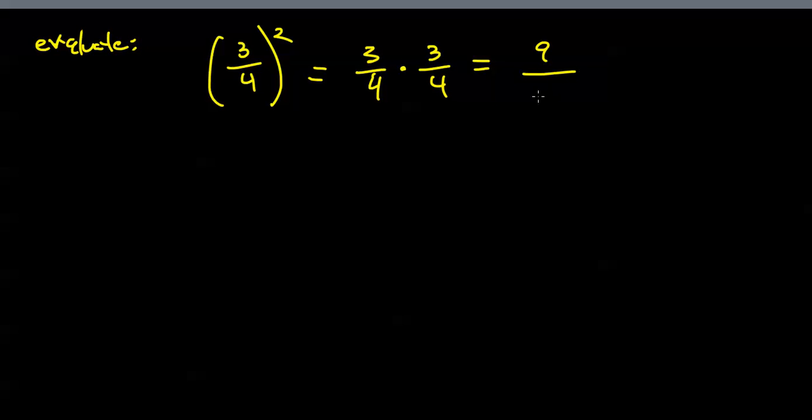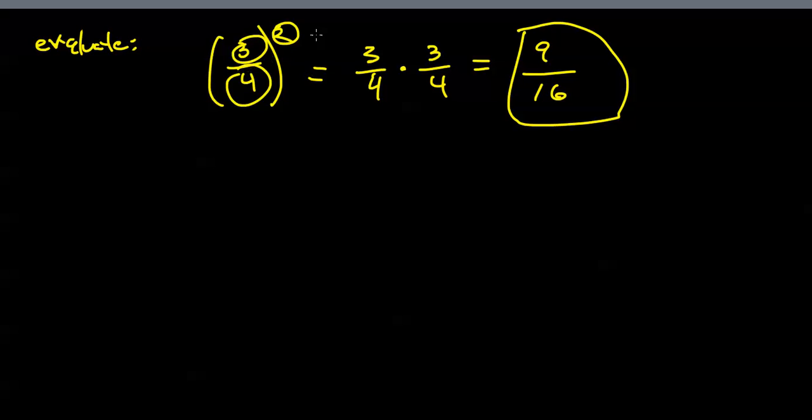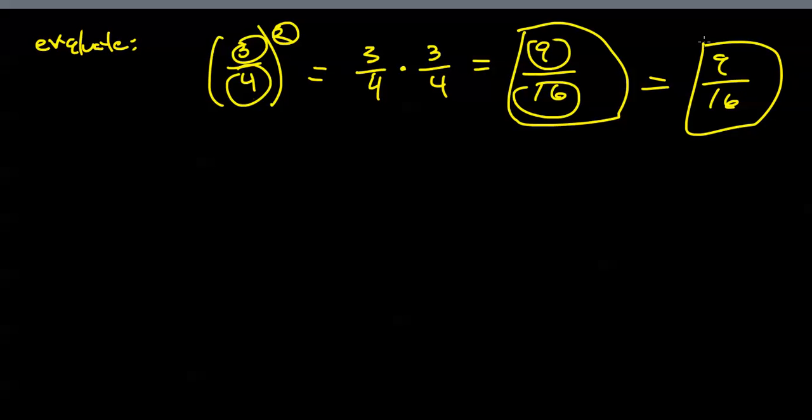Of course, there's no cross-canceling going on here, so basically I'll just multiply across. I'll get 9 in the numerator divided by 16 in the denominator. Of course, you might see that you can just distribute this exponent over the numerator and denominator. 3 squared is 9. 4 squared downstairs is 16. So, easy enough to see my final return is 9/16.